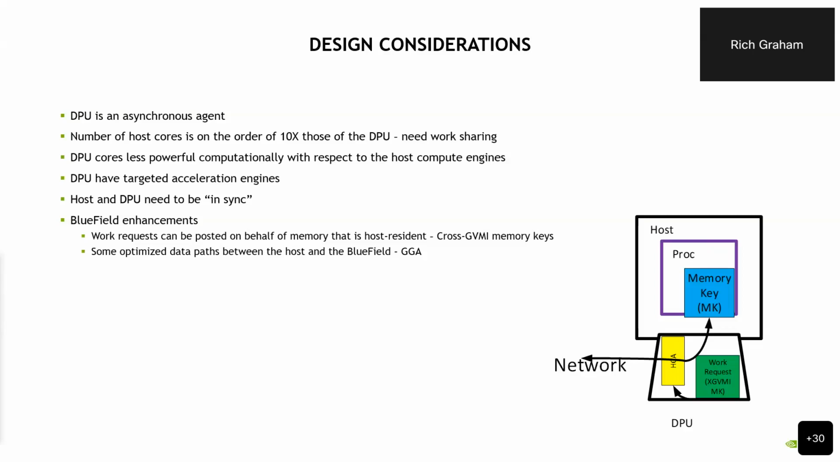I've colored in blue here. That memory key can be executed by a work queue that's sitting on the DPU, marked in green. And whether the data flows from the host to the network or from the network to the host, it will flow through the HCA without ever landing in the DPU. So that's one optimization that's possible.